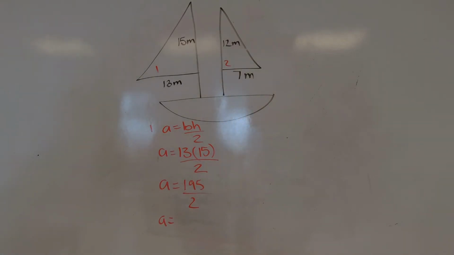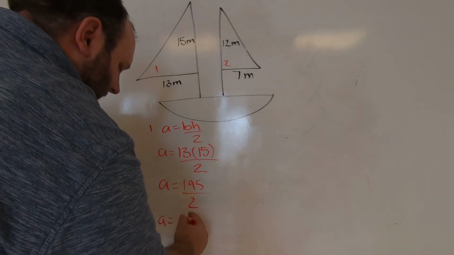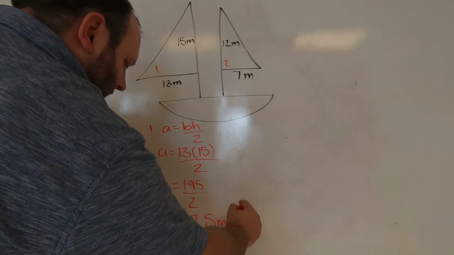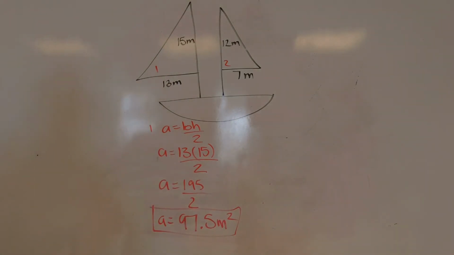Now there's a couple ways to do this. 200 divided by 2 would be 100. It's going to be a little bit less than that. So 90 plus 90 would be 180. That's not enough. 95 plus 95 would be 190. So we're getting definitely close here. It's not 195, but it's pretty close. So, sorry, it's not 95. It's 97 and a half meters squared. So that's the total area of that first sail, 97 and a half meters squared.